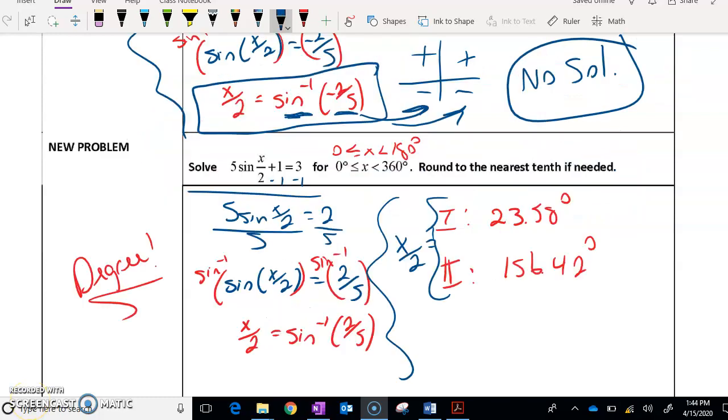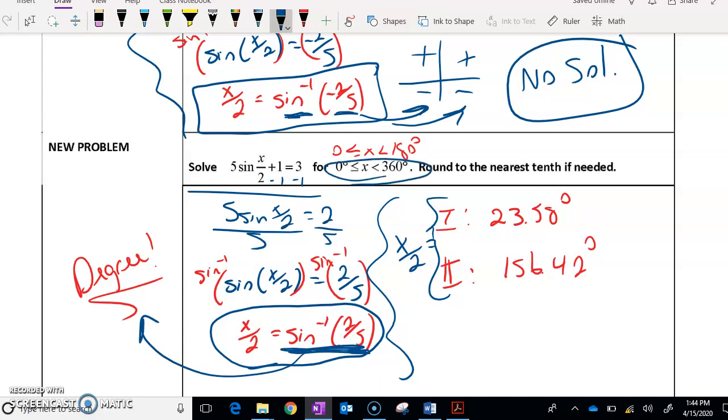Okay, so this is what I have so far. I ended up with this once I did just the algebra. And so in quadrants 1 and 2, this is just a calculator part of your problem, but make sure that you notice that that was in degrees and not radians. So in quadrant 1, x over 2 equals 23.58, and in quadrant 2, you should have gotten 156.42 degrees.